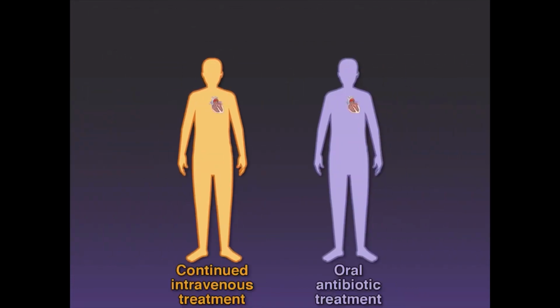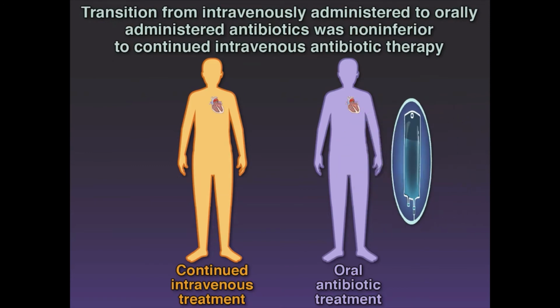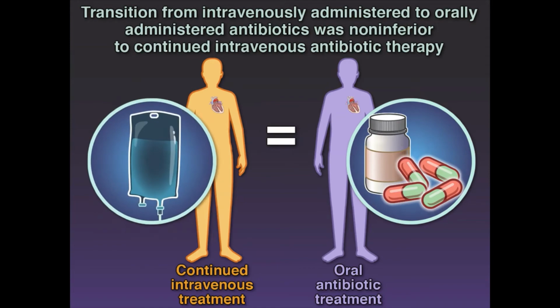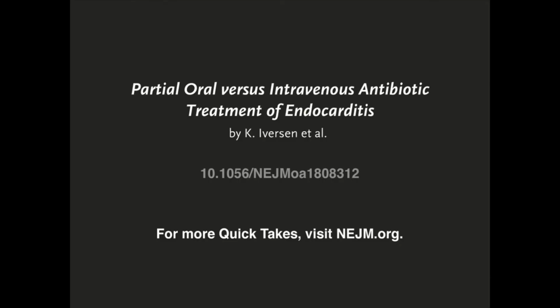This trial showed that in medically stable patients who had endocarditis on the left side of the heart, caused by Streptococcus, E. faecalis, S. aureus, or coagulase-negative staphylococci, a transition from intravenously administered to orally administered antibiotics was non-inferior to continued intravenous antibiotic therapy. Full trial results are available at nejm.org.